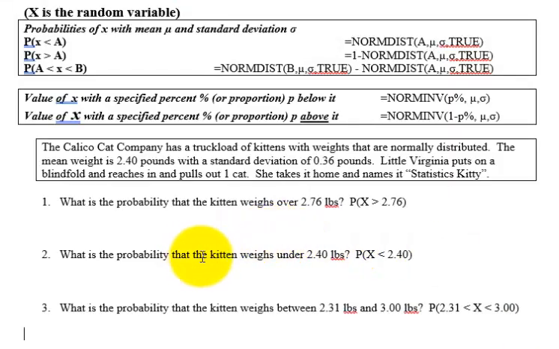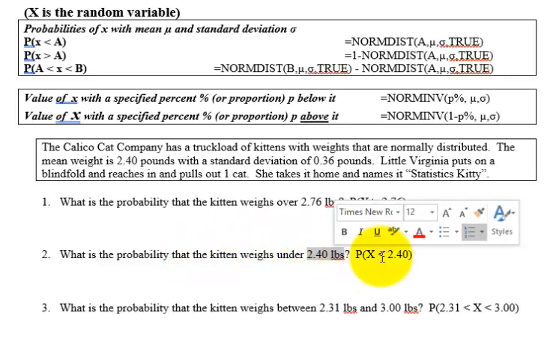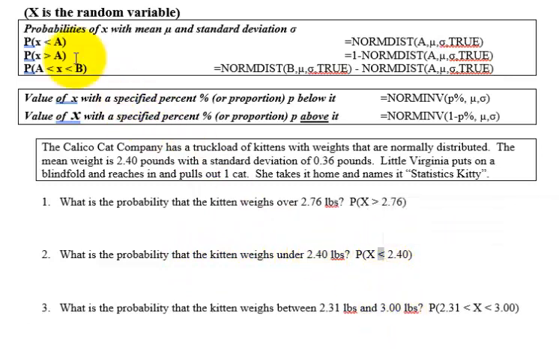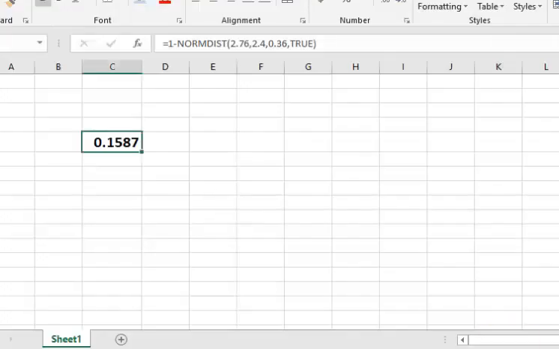Next problem, what's the probability that the kitten will weigh under 2.4 pounds? So again, this is a less than. For less than, we're going to use probability of less than. That's the first one, that's the top one. So we're not subtracting anything from 1. And I'm hoping you'll notice that this is a trick question because 2.40 is the mean. But let's just go ahead and start from scratch.